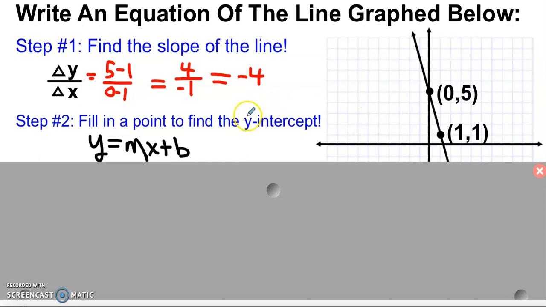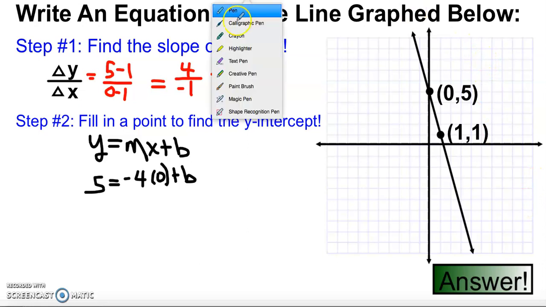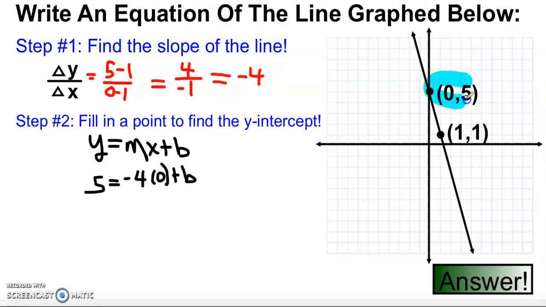And then in order to figure out the rest of the equation, we've got to figure out b, or y-intercept. So y equals mx plus b format. We're just going to fill in our numbers here. We've got to figure out which point we're going to use. Now we've got 0, 5, and we've got 1, 1. I thought 0, 5 was the easier one in this case, but you might think that 1, 1 was an easy one to use. But in this case, I'm going to use 0, 5. So my y is 5. My slope is negative 4. My x is 0. And then we're just going to fill out the rest of this equation.